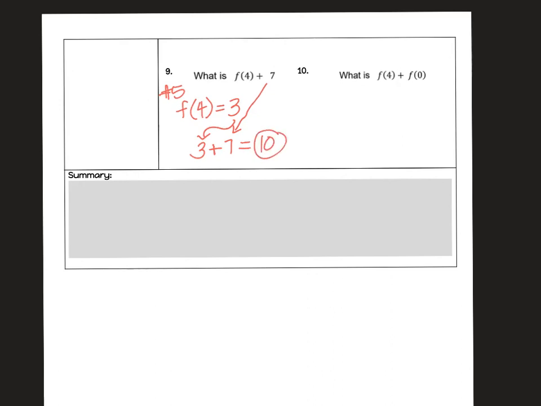That's it. We're done. For this next one, we are solving f of 4 plus f of 0. And in question number 5, we found f of 4. And in question number 6, we found f of 0. So we found that f of 4 is equal to 3. And then f of 0 is equal to negative 3. And so positive 3 plus negative 3 gives me 0 as my answer.